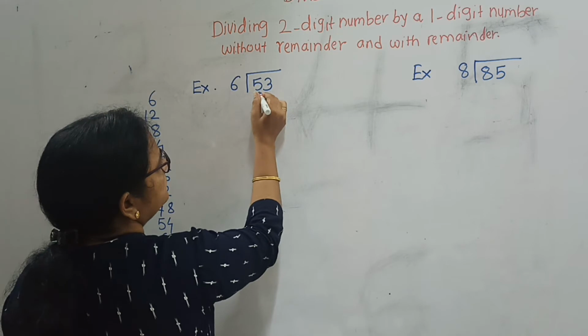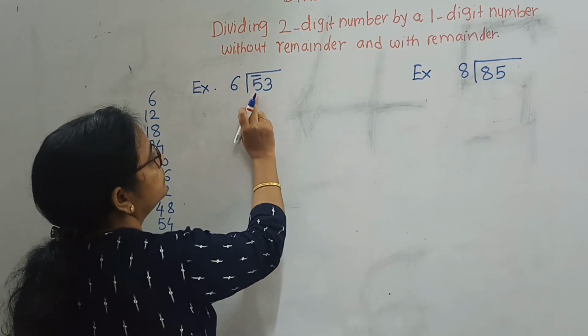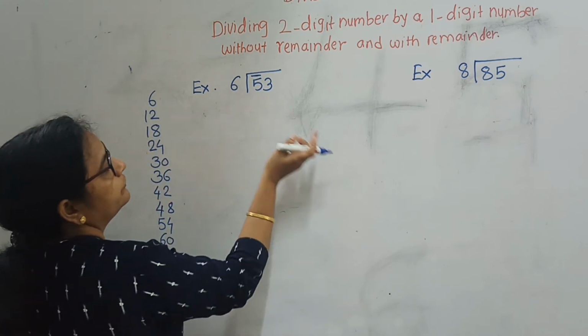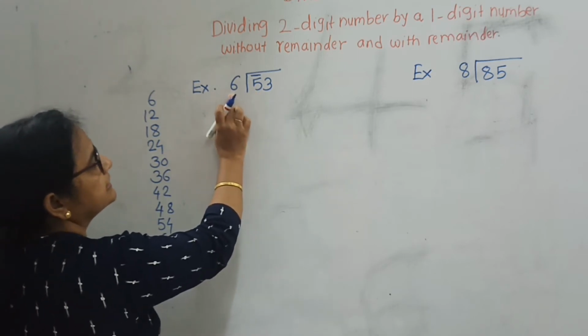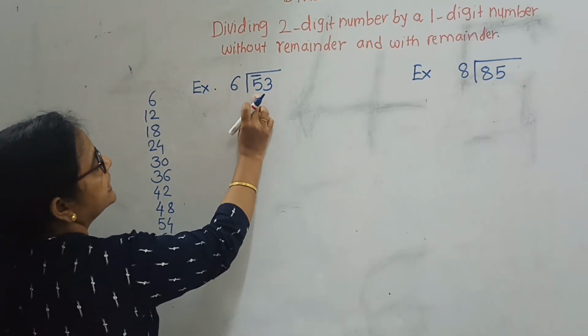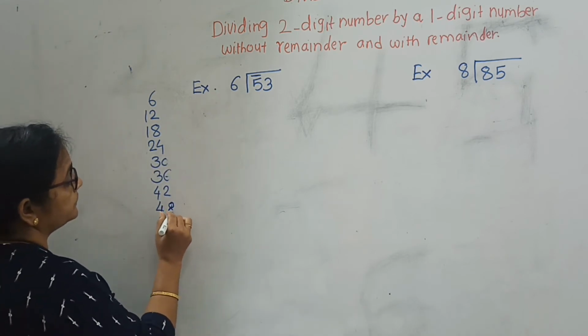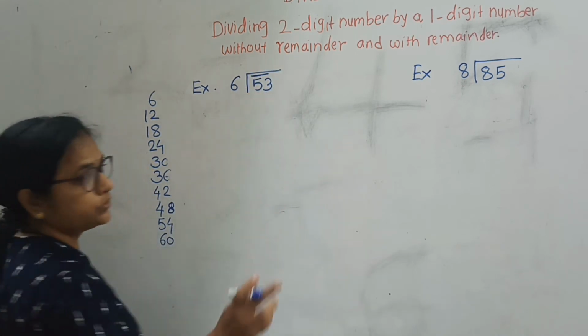Can we take this 5 alone? The tens place there is number 5. Can we take this 5? No. Why? Because 5 is smaller than 6, and there is no 5 in the 6 table. Yes. So, we have to take these 2 digit numbers together.